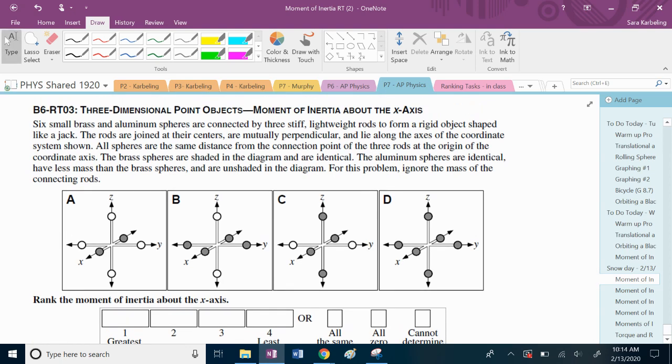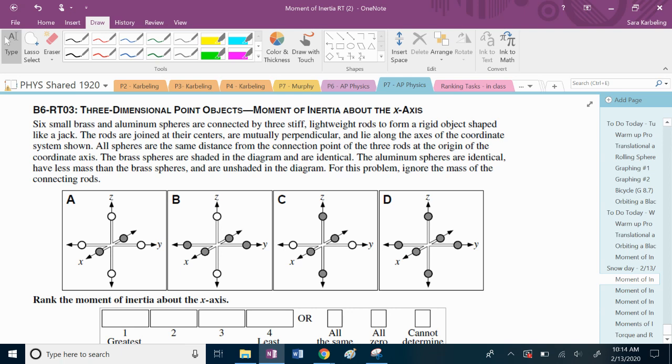So this one is the one where you've got your multiple masses. It looks kind of like a jack. I don't know if you guys ever played jacks when you were kids, where you bounce the ball and then you pick up those things. So this is a jack, but it's got multiple different masses, so different distributions of mass.